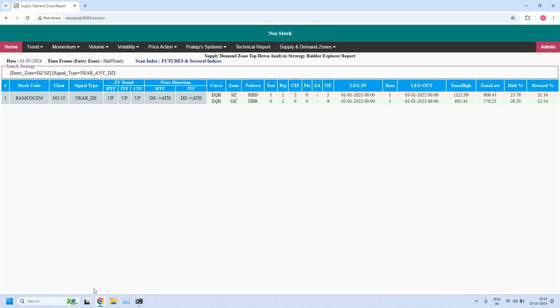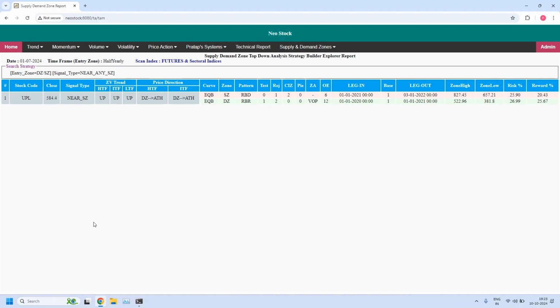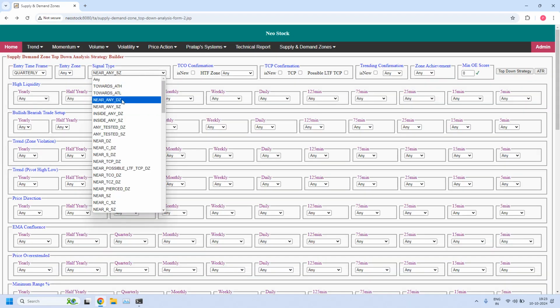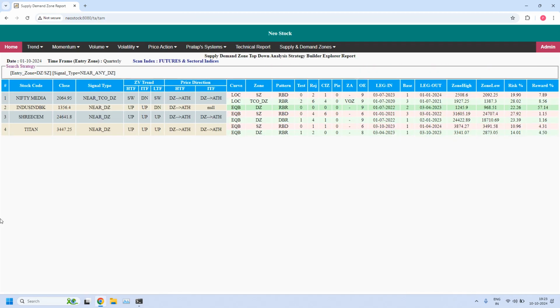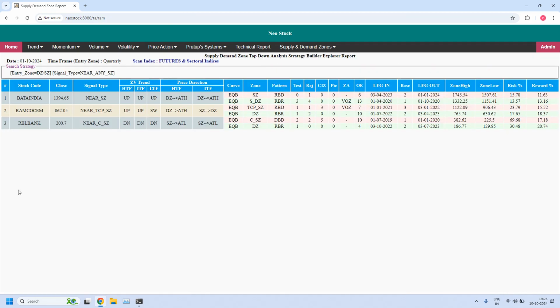Okay, now let's proceed with the next report. For half yearly time frame, let us find the stocks near half yearly supply zone. Only one stock is filtered near to the half yearly supply zone. Okay, next time frame is quarterly. Let us find the stocks near quarterly demand zone. 4 stocks are filtered near to the quarterly demand zone. Next, for quarterly time frame, let us find the stocks near quarterly supply zone. 3 stocks are filtered.